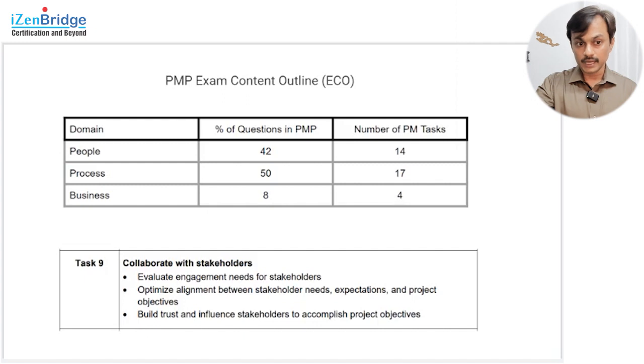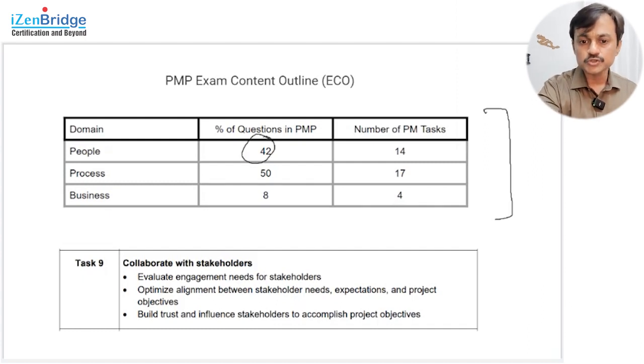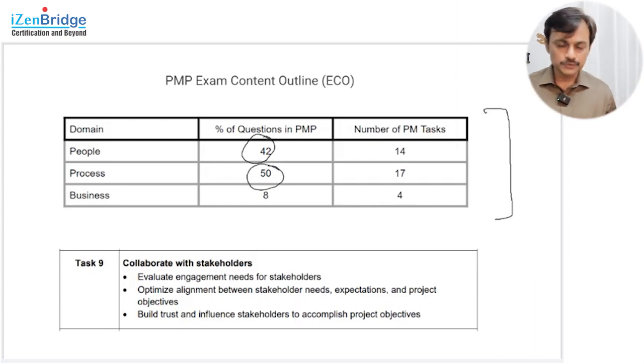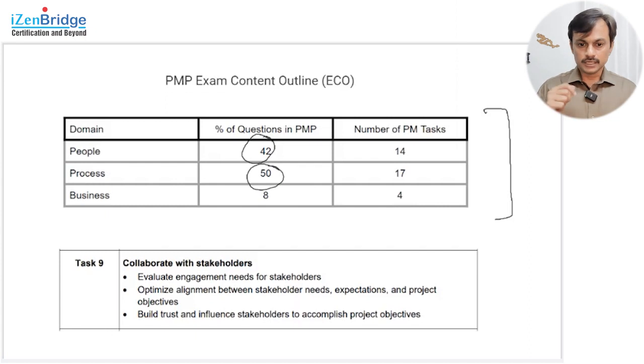As you probably are aware, these tasks are grouped under 3 domains: people, process, and business. And you also have a percentage distribution for the PMP exam. So we know the people domain gives us 42% of the exam, and there are 14 tasks. The first task we did in our previous session, which was about conflict. We are doing the second task today, task number 9, collaborate with the stakeholder. All these 14 tasks will get converted into 42% of the marks.